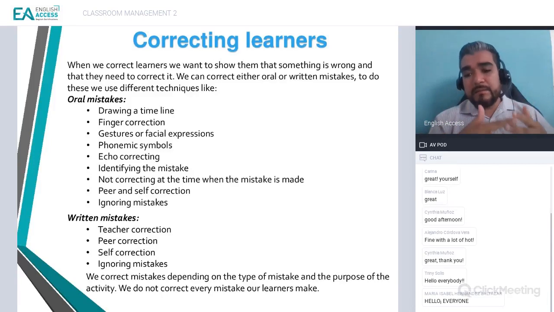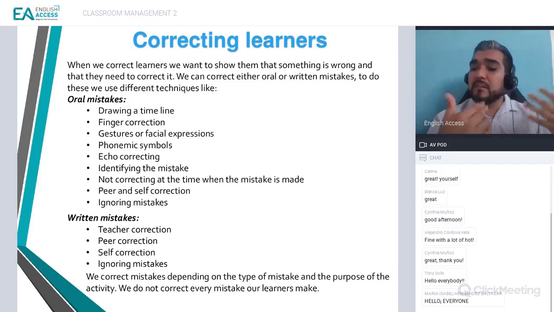So you can show the mistake or where the mistake is, and you can also show mistakes in the pronunciation, mistakes in the grammar, mistakes in vocabulary. So you can use your fingers for that, right?